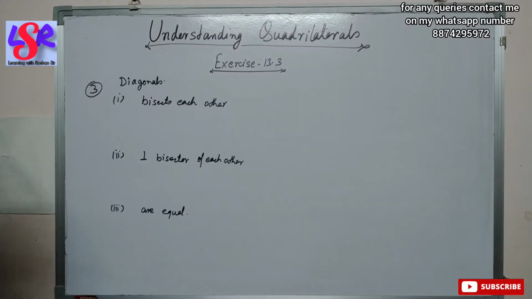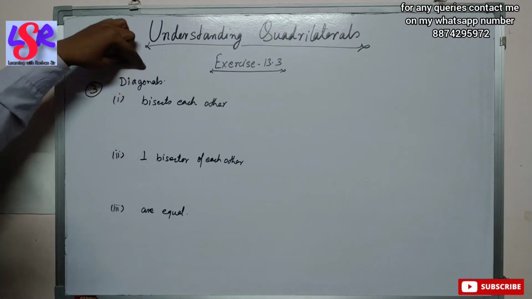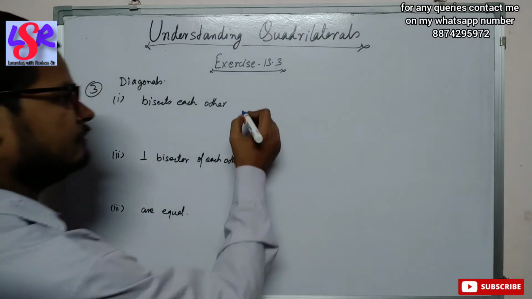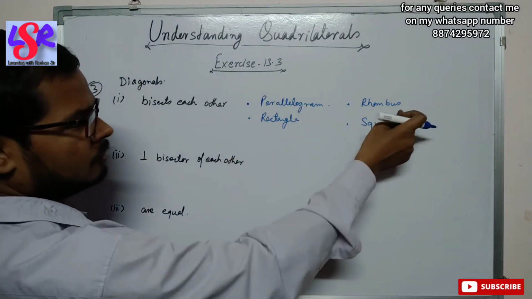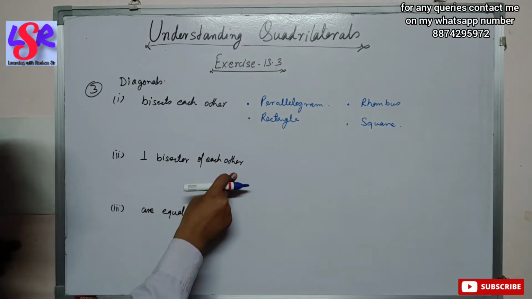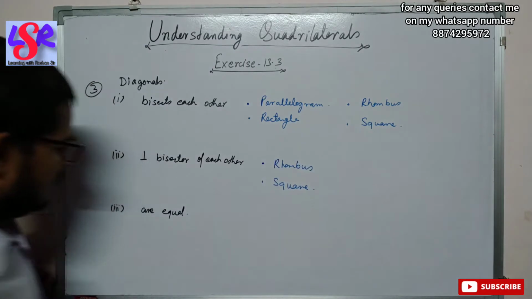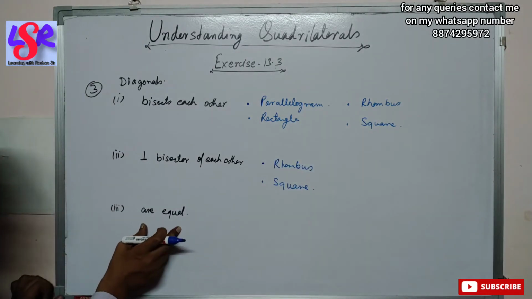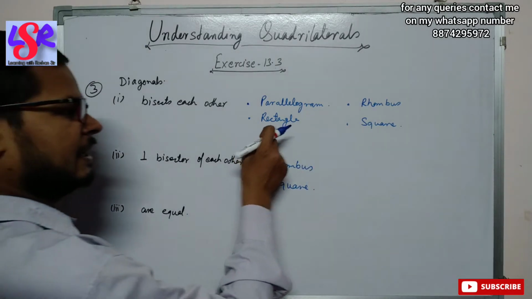Now in question number 3 we have to name the quadrilaterals whose diagonals bisect each other. So we have parallelogram, rectangle, rhombus and square. Then the next one is perpendicular bisector of each other. So we have rhombus and square. And here the diagonals are equal. So it is in rectangle and square.